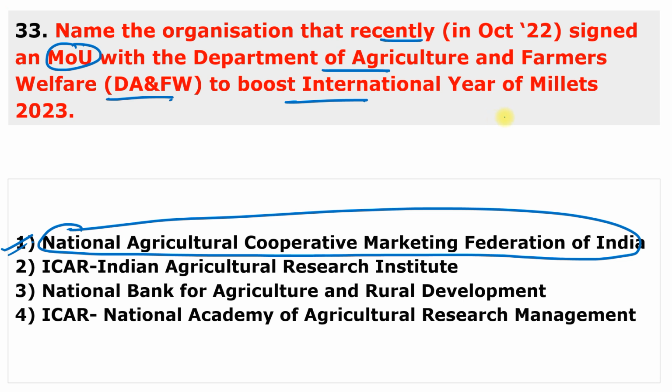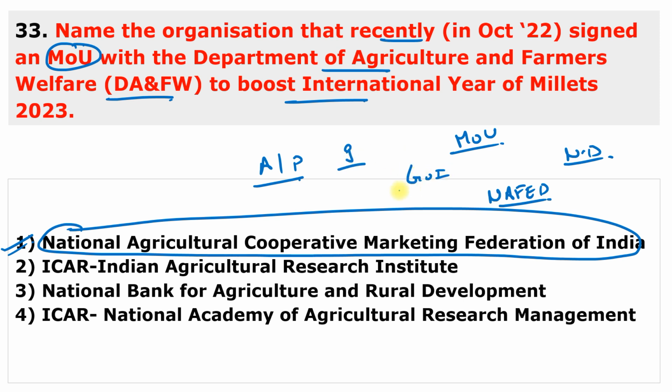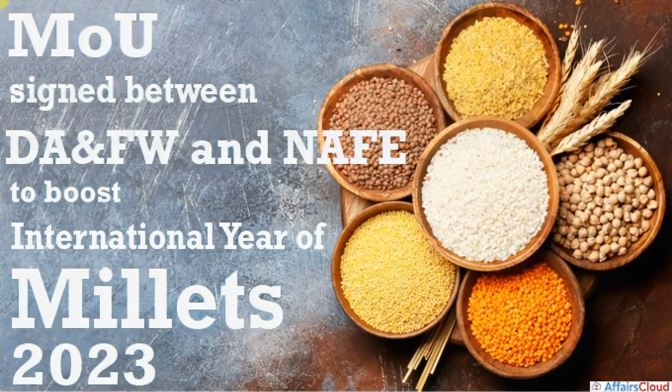So the Department of Agriculture and Farmers Welfare signed a memorandum of understanding with the institution NAFED. NAFED you already know now, it is National Agriculture Cooperative Marketing Federation of India, and this MOU was signed in New Delhi. Under this MOU, both entities will raise awareness and promote millet-based products on the sidelines of the International Year of Millets 2023 celebrations proposed by Government of India to the United Nations. And you can also remember this Department of Agriculture and Farmers Welfare works under the Ministry of Agriculture and Farmers Welfare. Moving to next question.